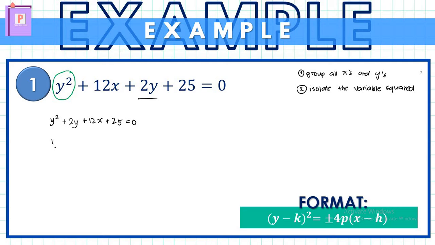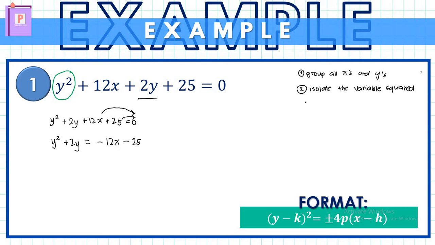So we copy y squared plus 2y. They will stay here on the left-hand side of the equation. Meanwhile, the rest of the terms will be transposed to the right-hand side. So that will be equal to, from positive 12x, we transpose it, that will become negative 12x. And from positive 25, when transposed to the right-hand side of the equation, that will become negative 25.